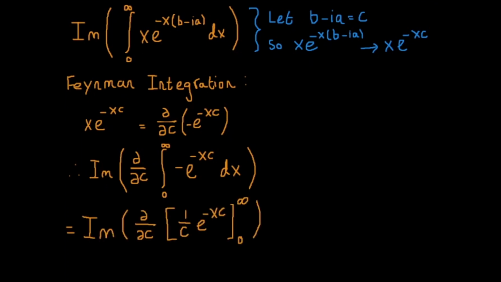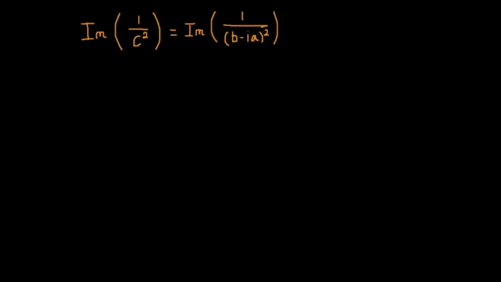It treats c as a constant and it integrates as usual, giving us 1 over c e to the power of minus xc, and the bounds mean that we're left with minus 1 over c. So the derivative will just be 1 over c squared. We can now substitute in b minus ia to start rearranging it to make clear that the real and imaginary components are what they are.